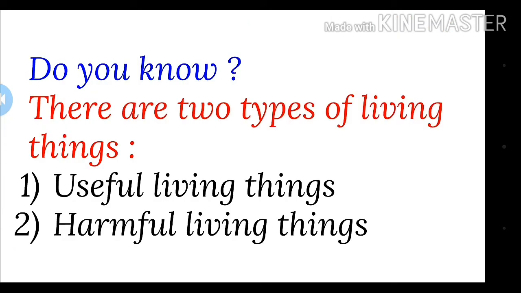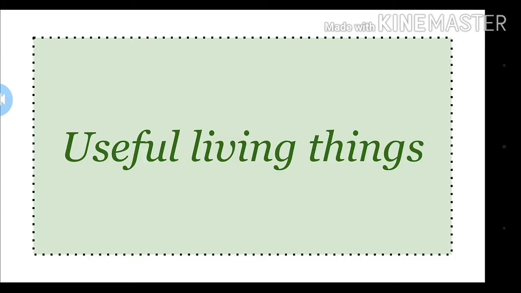Do you know that there are 2 types of living things? That is, useful living things and harmful living things. Some are useful, but some are just the opposite, that is, harmful living things. So first we'll learn about useful living things.